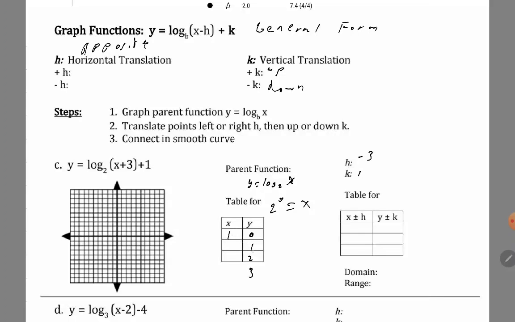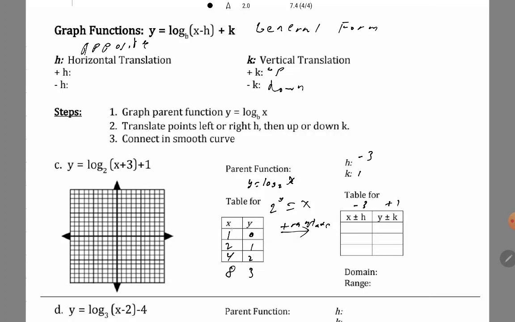Because 2 to the 0 is 1. And then we have 2, and then 4, and then 8. Okay. Now we're going to translate. We have h is -3 and k is 1. So I'm going to take my x value, so I'm going to take 1 and then -3, and take my y value and add 1.